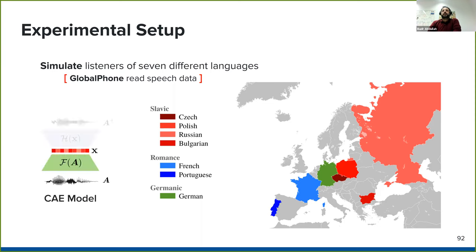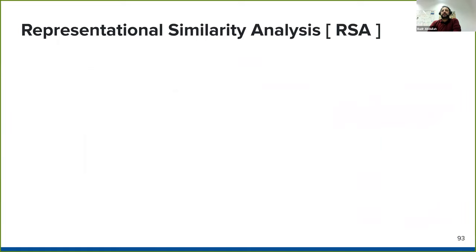And here we train a model for each language in this set. And the focus would be on the Czech-Polish case. And we are also more interested in the Slavic languages, because here they're more similar compared to the other languages in this set. And to analyze the emergent representations in these models, and also to look at whether the models can predict the effect of language similarity, we apply representational similarity analysis to this.